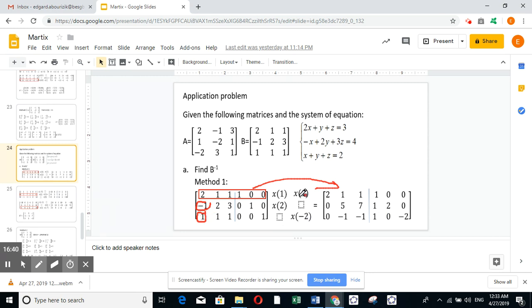Here I have 1 and 2. I multiply down by minus 2 and up by 1. Minus 2 plus 2 is 0. Minus 2 plus 1 is minus 1. Minus 2 plus 1 is minus 1. 0 plus 1 is 1. 0 and 0 is 0. Minus 2 and 0 is minus 2.